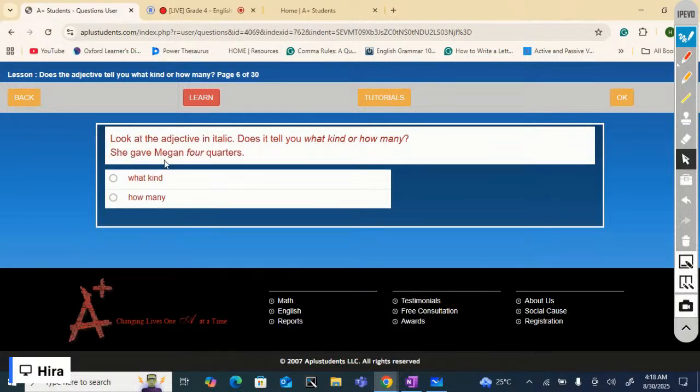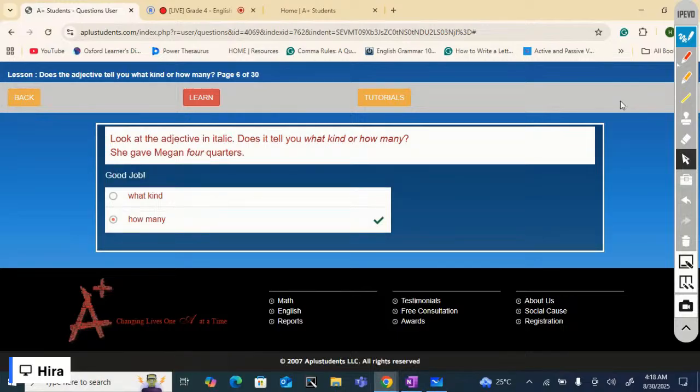She gave Megan four quarters. Again, four is in italic. It's an adjective. It answers a question. How many? Yes.